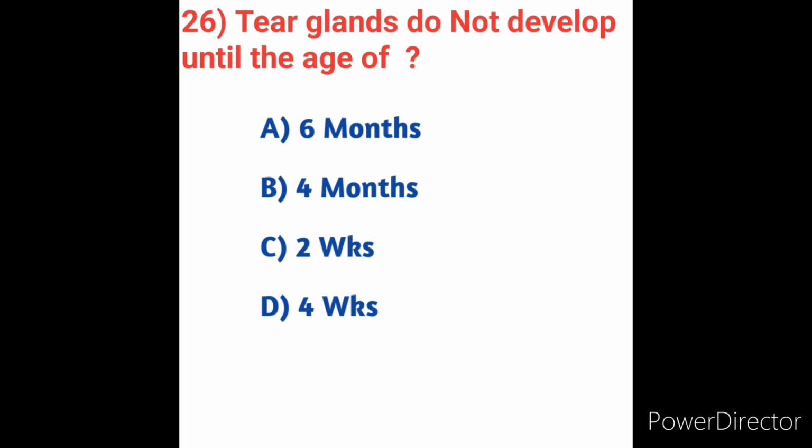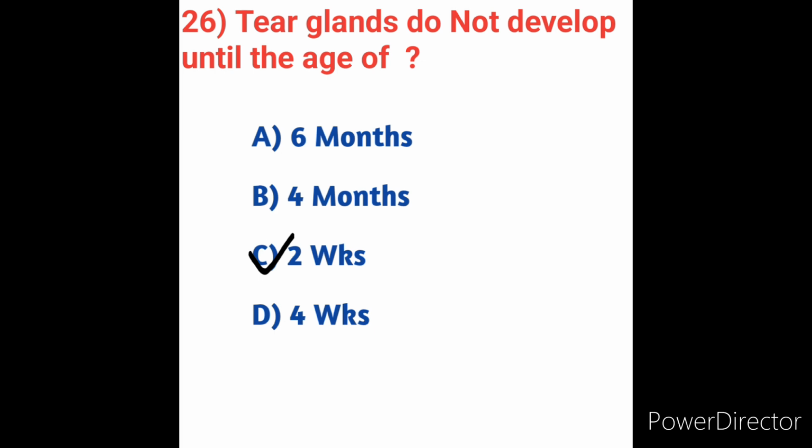Newborns typically won't shed any tears because their tear ducts are still developing after birth. Most babies start crying tears around 2 weeks of age, but some little ones can take longer to develop the ducts, usually by the age of 2 months. Newborns start making more tears once their lacrimal glands are fully developed. So here the tear glands do not develop until the age of 2 weeks. Here option C is the correct answer.